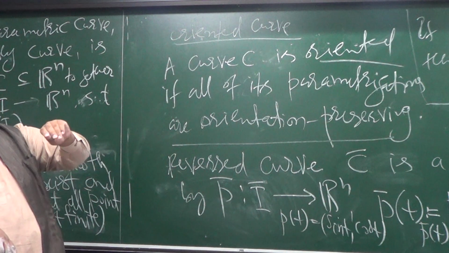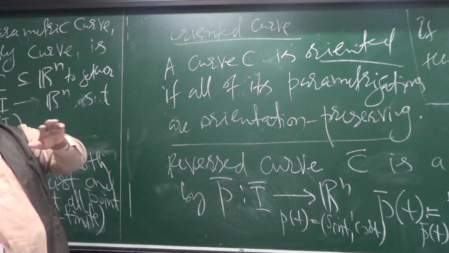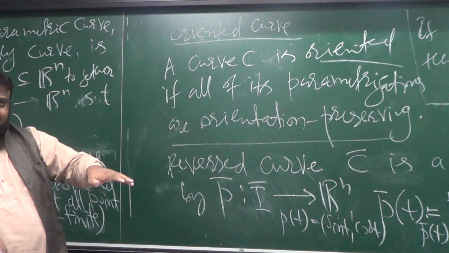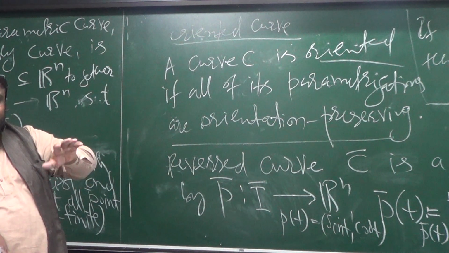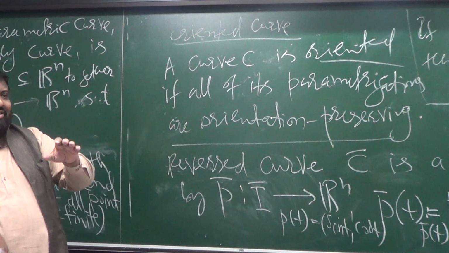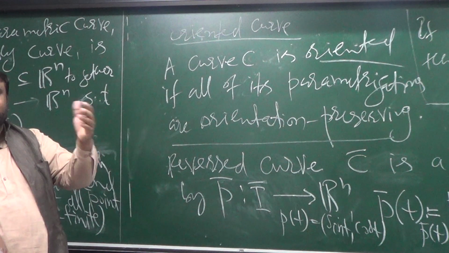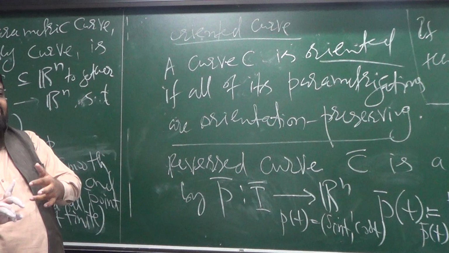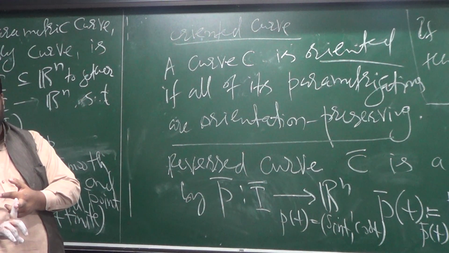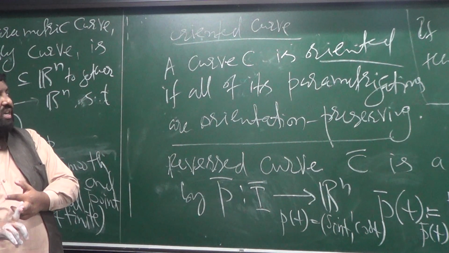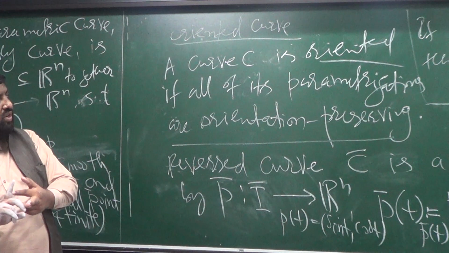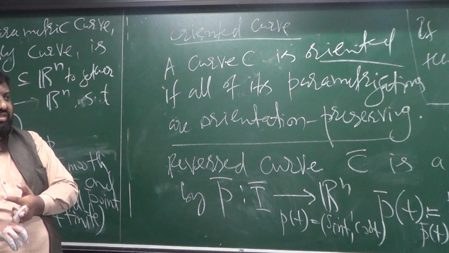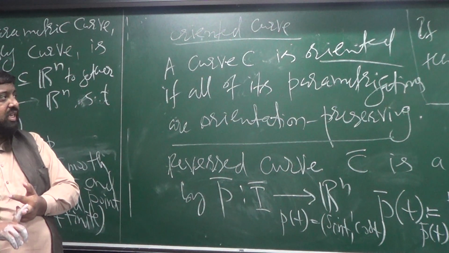If a path is not satisfying those properties, that path may be a path, but it would not be the parameterization of the curve. If it has to be a parameterization of a curve, it must be a path, it must be piecewise smooth, and it must be piecewise regular. That's what we did. And then the next thing we did was reparameterization. We did some definitions of reparameterization and examples.